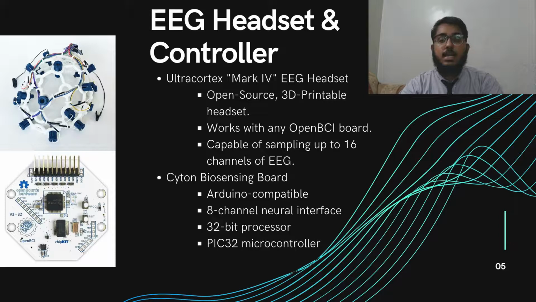Next is the OpenBCI Cyton Biosensing board, which is Arduino compatible, having an 8 channel neural interface with a 32-bit processor. At its core, the OpenBCI Cyton board implements the PIC32 microcontroller, giving it a lot of local memory and fast processing speed. The OpenBCI Cyton board can be used to sample brain activity like EEG. The board communicates wirelessly to a computer via the OpenBCI USB dongle. It can also communicate wirelessly to any mobile device or tablet compatible with Bluetooth Low Energy.